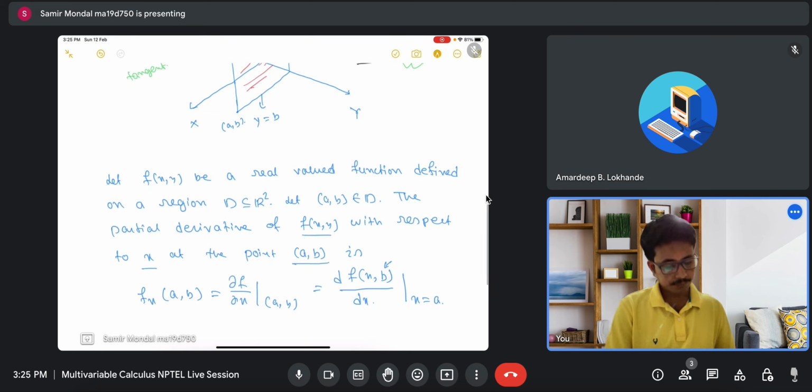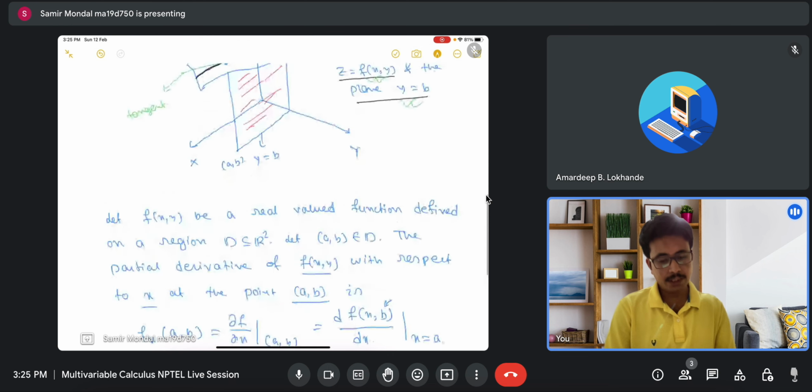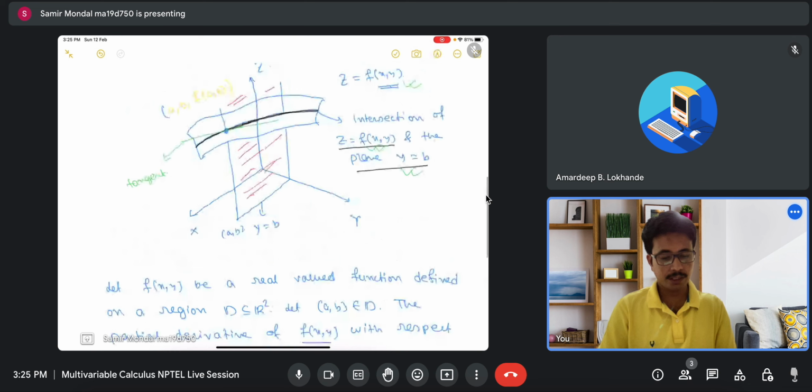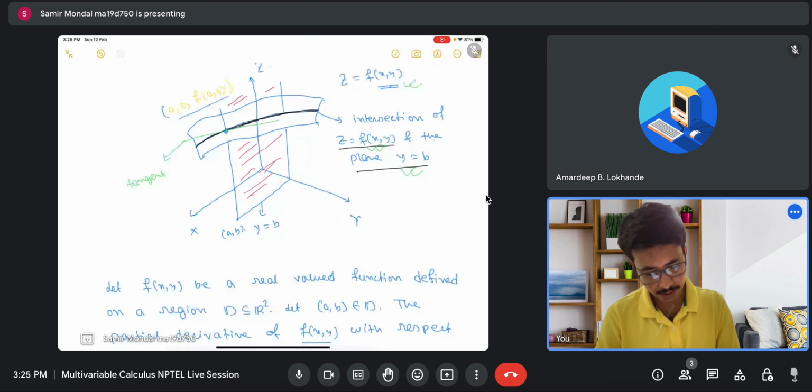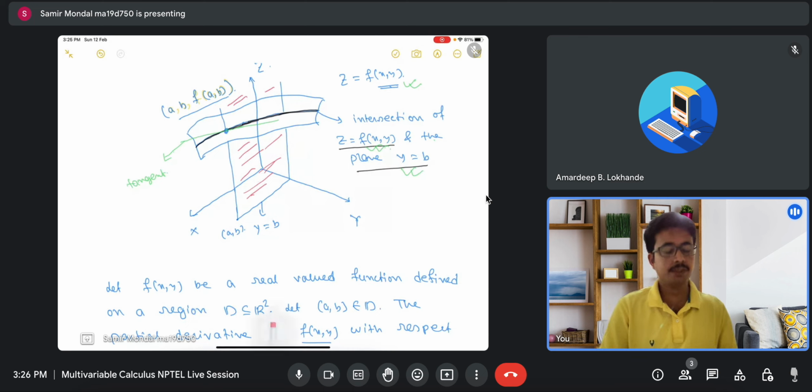Geometrically, you can say this is the slope of the tangent at the point (a, b, f of a, b). The point on the curve is nothing but the intersection of z equal to f of x, y and the plane y equal to b. Okay, is it fine?